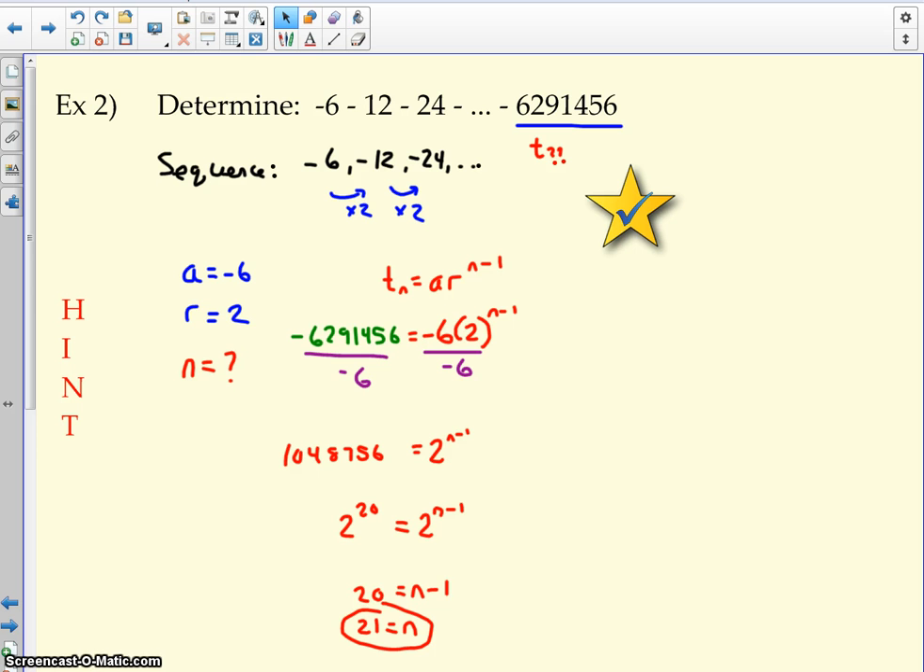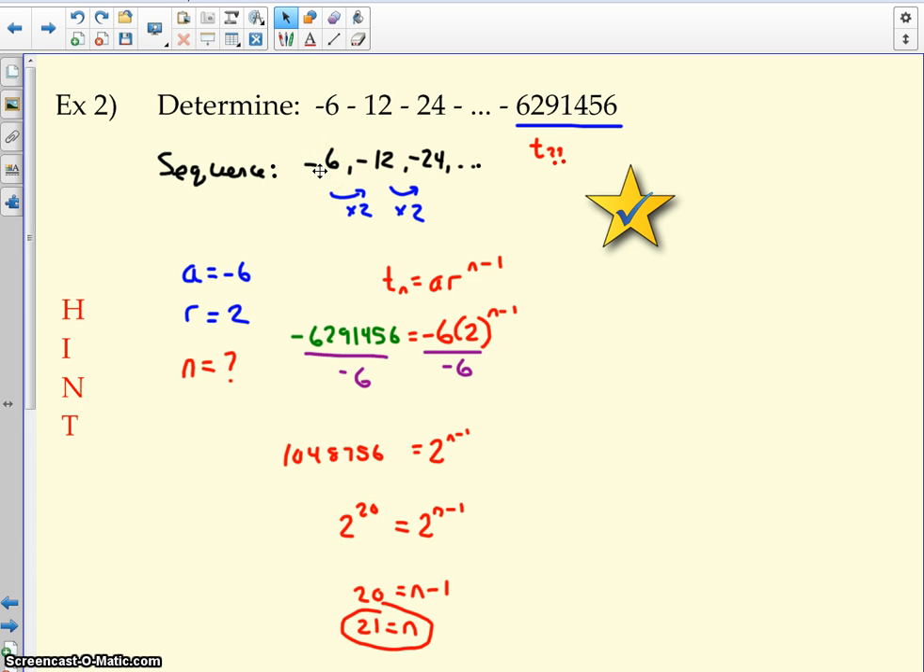Okay, so there's a lot going on in this one. So first off, what I did is I wrote out each term separately so I could see it as a sequence a little bit better. So when I look at each term, negative 6, negative 12, negative 24, I see there's a common ratio to go from term to term. So this is a geometric sequence. It has a common ratio of 2 and a first term, an a, of negative 6.